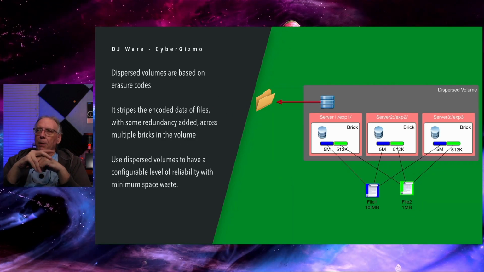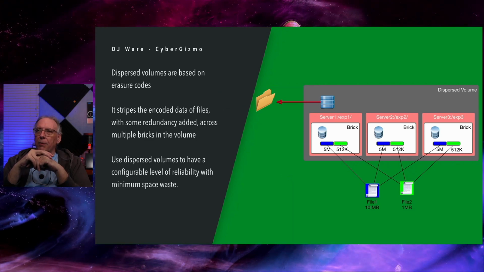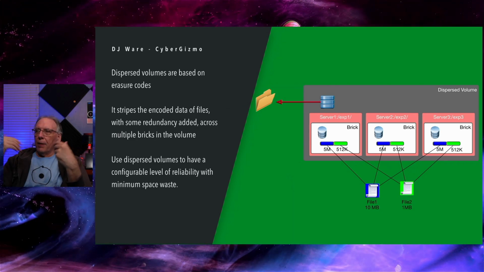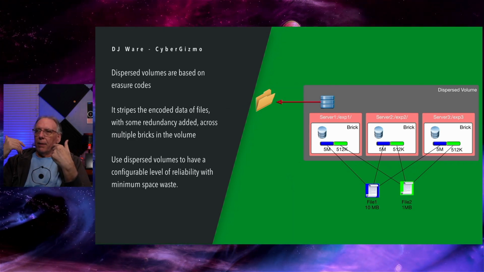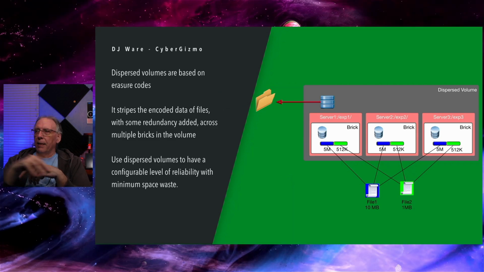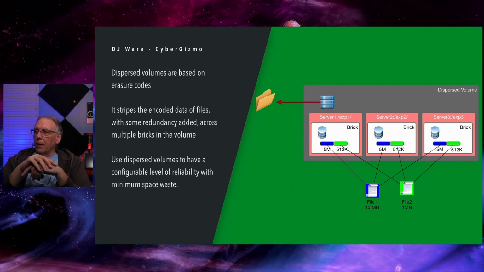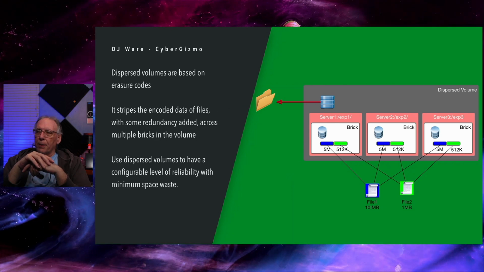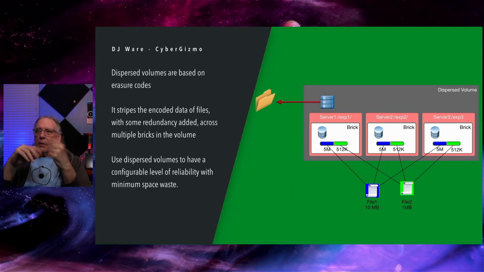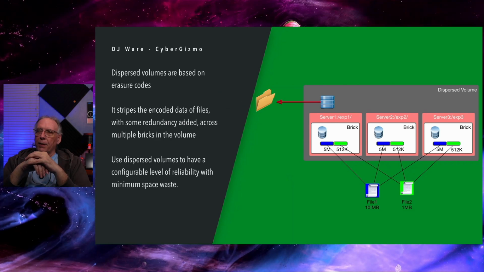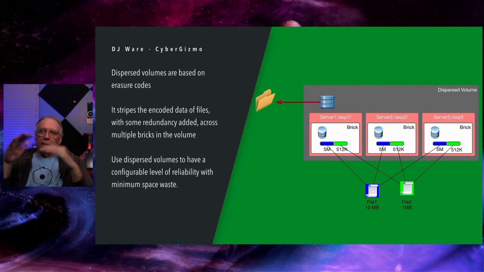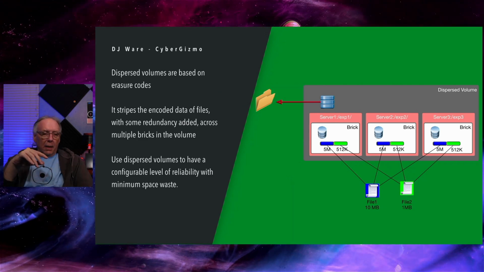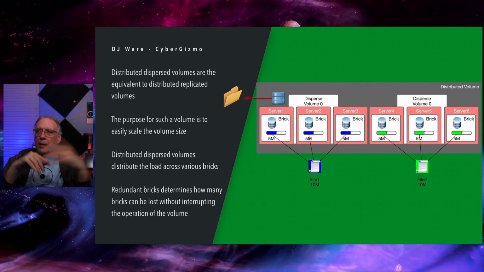There's also a disperse volume. Those are based on erasure codes. It stripes the encoded data files across the bricks, and there is some redundancy that's added, as you can see, that you do get some redundancy that's applied across the multiple bricks in the pool. Disperse volumes have a configured level of reliability, and they're attempting to minimize the amount of space that the files take.